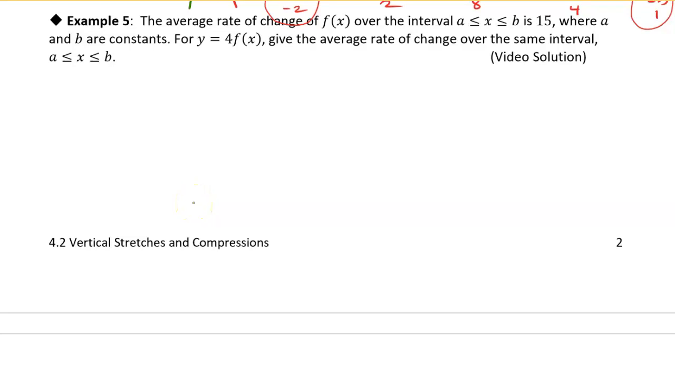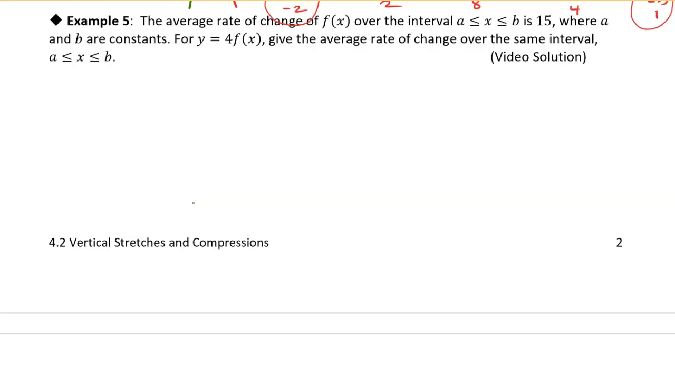All right, in this last example, we're going to look at the average rate of change of f of x over an interval, okay, and see what a transformation does to the average rate of change. In this case, we're going to look at 4 times the function. So we're going to look at a vertical stretch of f of x and see how that changes the average rate of change of the function over an interval.